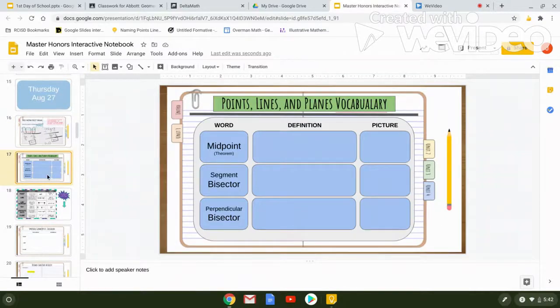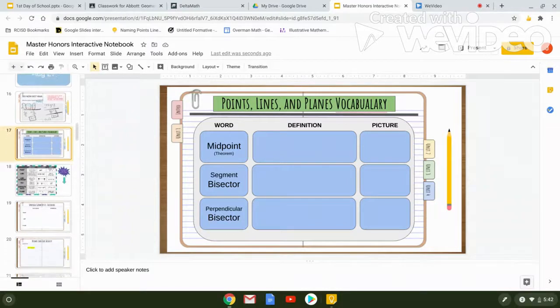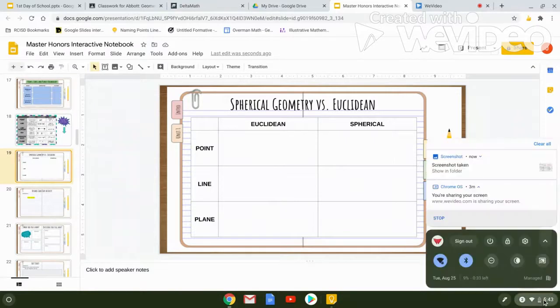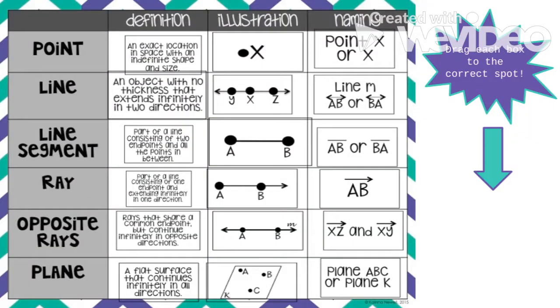We've already gone over midpoint, segment bisector, and perpendicular bisector, so you should be good there. Next, what I'm expecting you guys to do is go ahead and drag each one of these into the correct spot. See if you can figure out what a point, a line segment, a ray, opposite rays, and a plane look like. Here's a finished product, so check your answers.